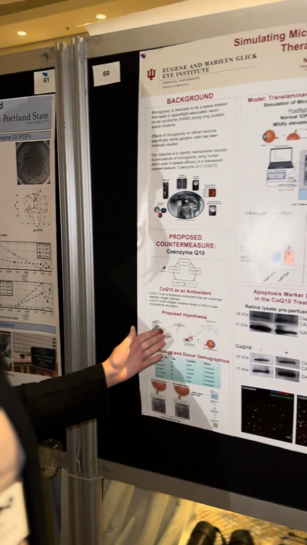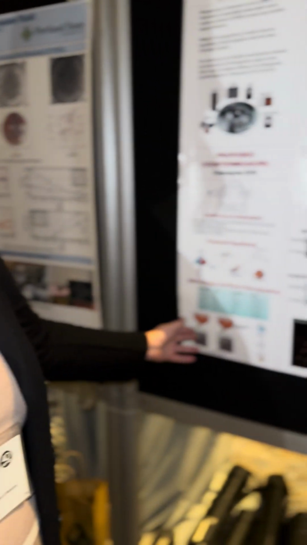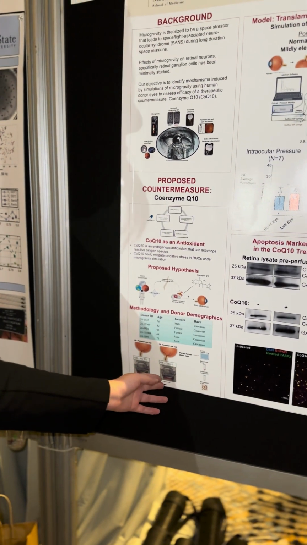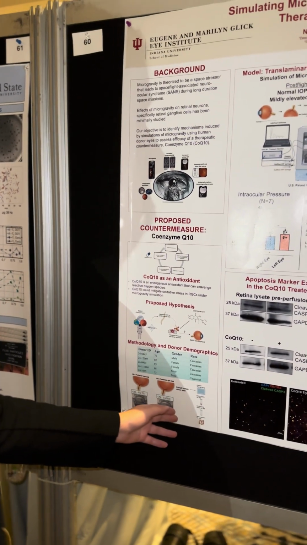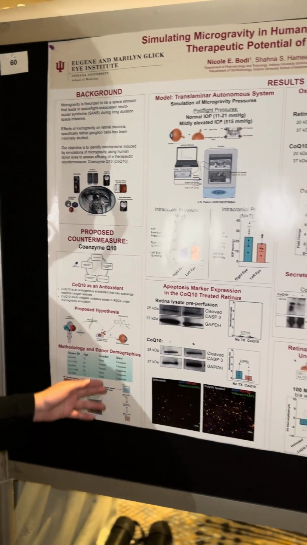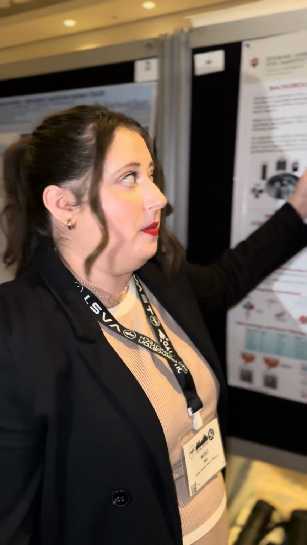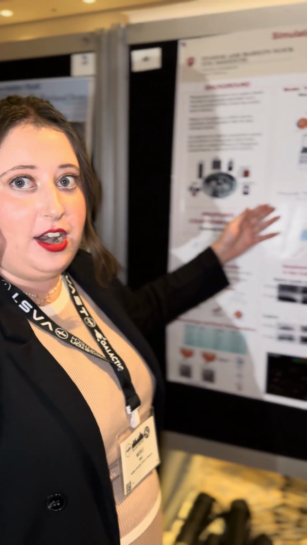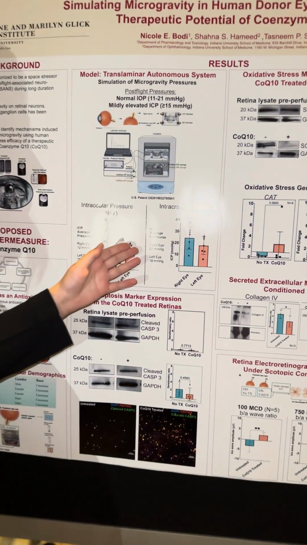As you can see, we have cadaveric human donor eyes that we receive in the lab. For this study, we have 5 donor eyes that we have received, and we have one eye that is untreated and one eye that is treated, so we have a paired control. And we do a variety of different downstream experiments to evaluate these changes to these eyes. With our novel model, the translaminar autonomous system, which was developed by my PI, Dr. Tasneem Sharma, we're able to recreate normal intraocular pressure and mildly elevated intracranial pressure, which is documented in astronauts on this spaceflight.